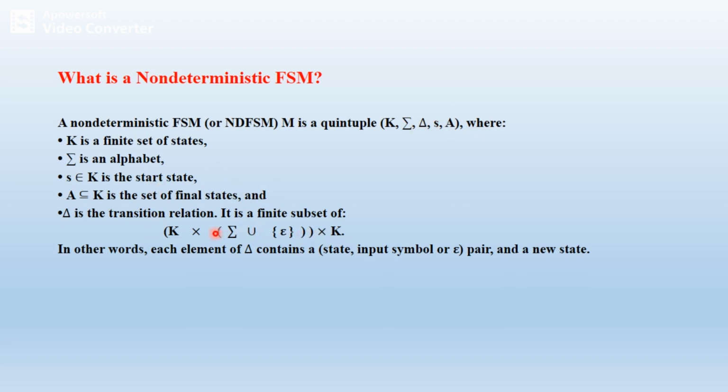It is a finite subset of K cross sigma union epsilon into K. That means here the input can be either from the alphabet, or it can be epsilon or empty. In other words, each element of delta contains a state, an input symbol or epsilon pair, and a new state. So this is mapped to a new state, which is a subset of K.